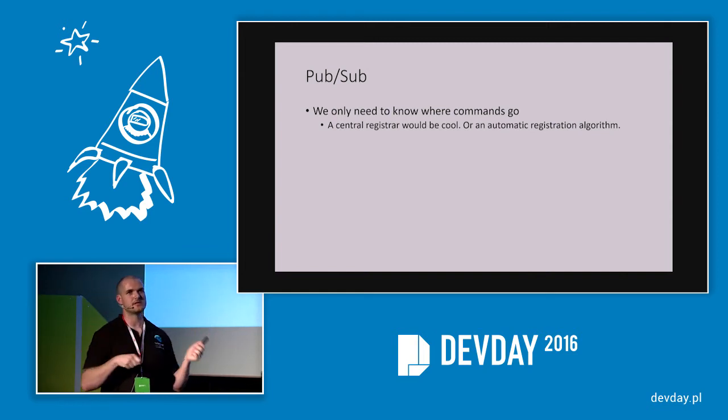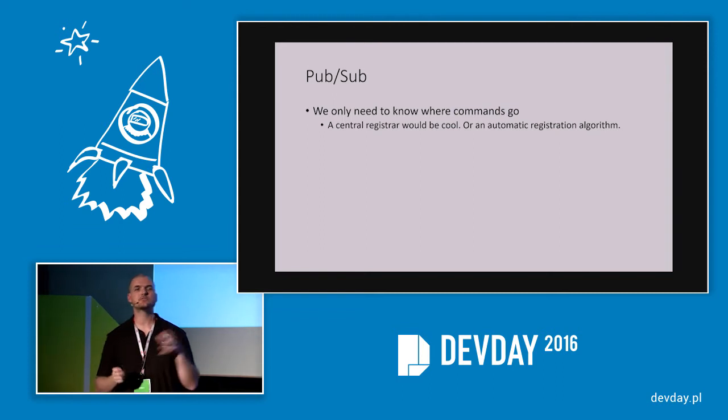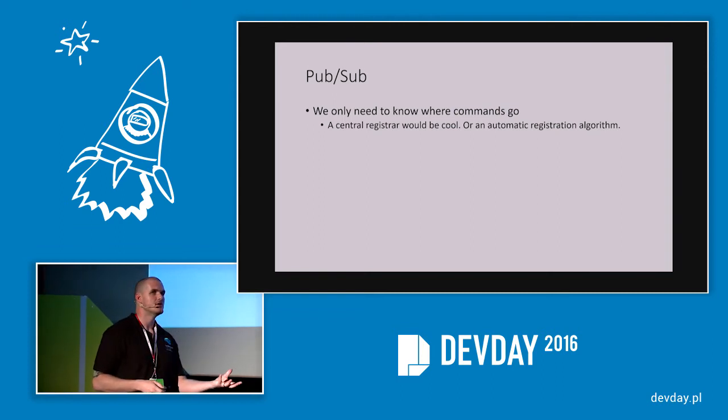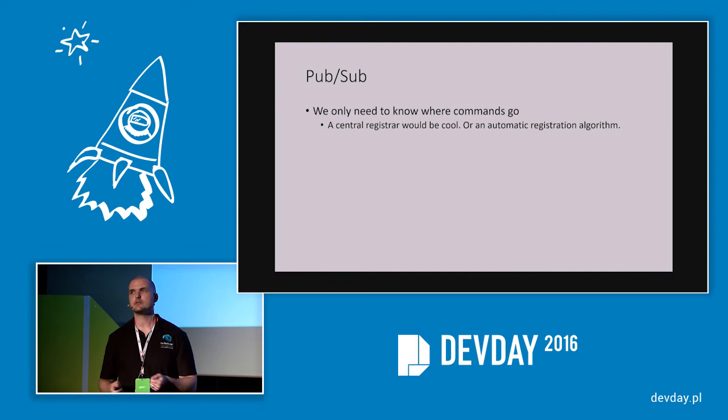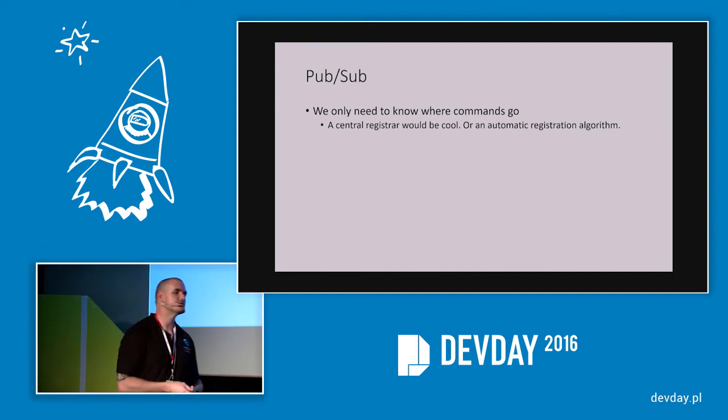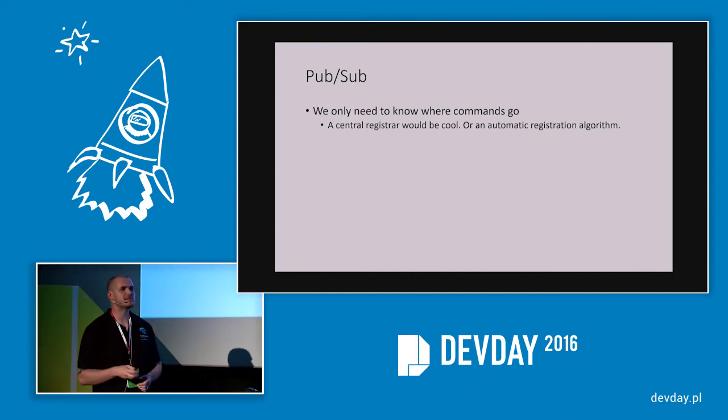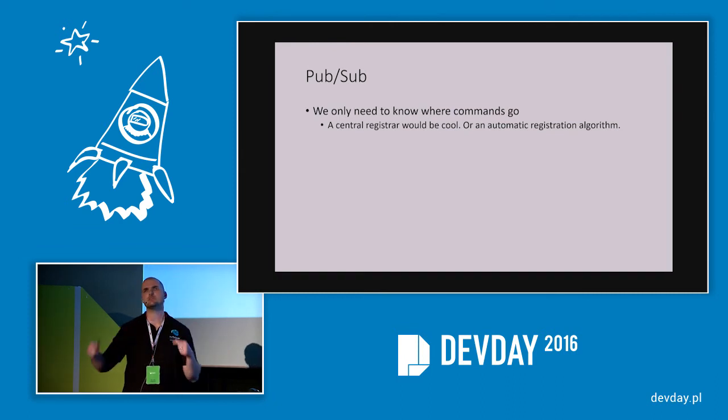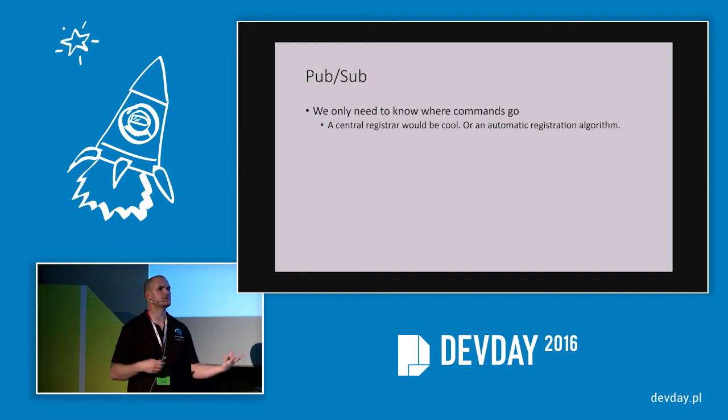And then when someone sends a message, they go to the registrar and say, hey, where does this message go? This should sound a little bit like a broker. So we could do something like that. We could also do automatic registration, where we do scanning of assemblies as the node runs up and see what commands and what events we've got in the assemblies.